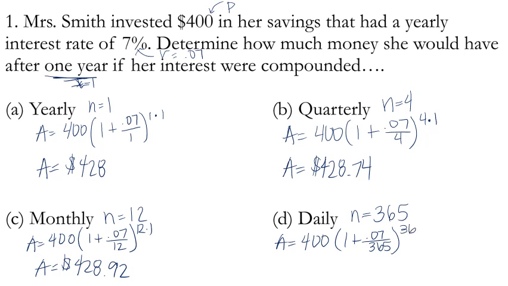to the 365 times 1. This would be A is equal to $429. Okay, so notice only $1 difference from yearly to daily, but if your loan or if the amount that you invested was more than $400, you would make more than that.